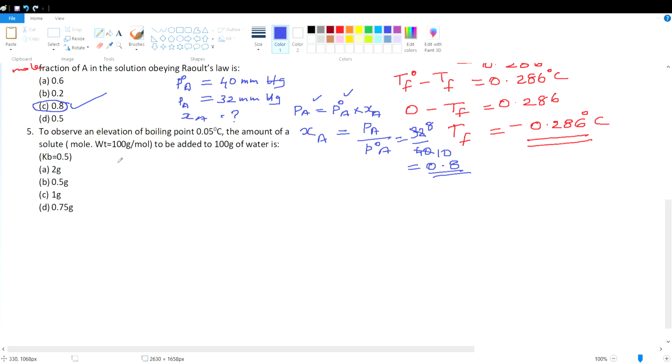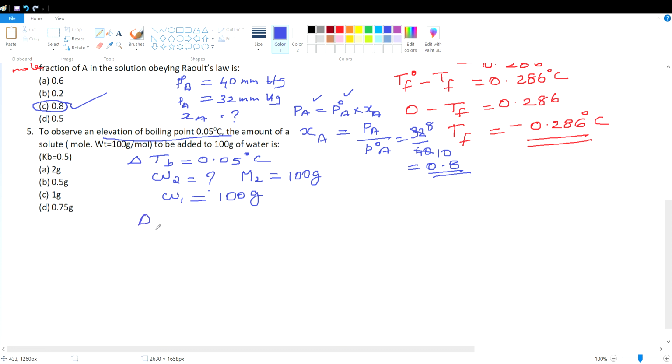Now the fifth question. To observe an elevation of boiling point of 0.05 degrees Celsius, the amount of solute to be added to 100 gram of water. So what is given here? Elevation of boiling point, delta TB, is given as 0.05 degrees Celsius. The amount of solute we need to calculate, W2, to be added to 100 gram water, that is W1, 100 gram. Molar mass of the solute, M2, is 100 gram.